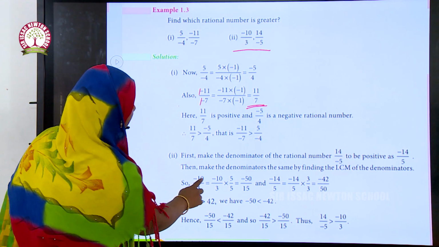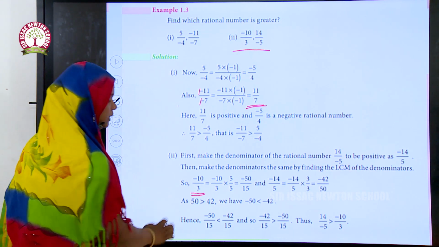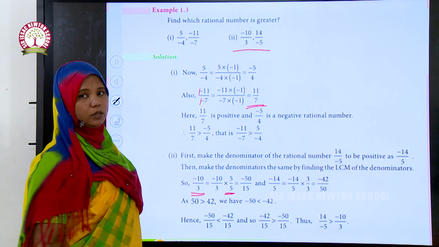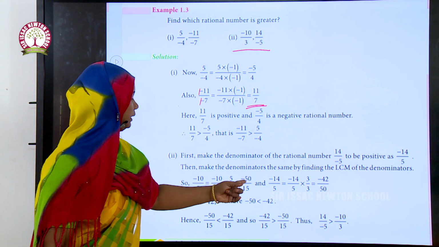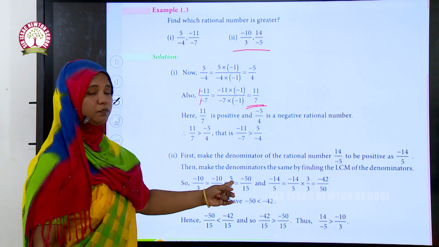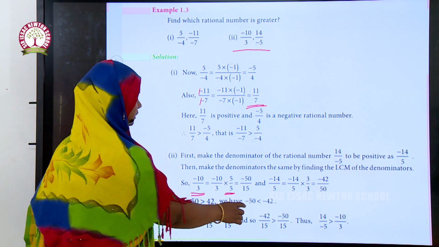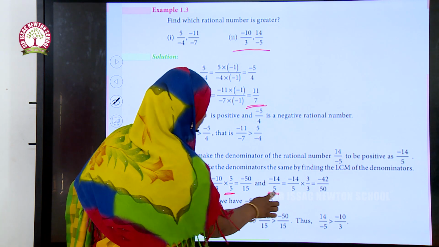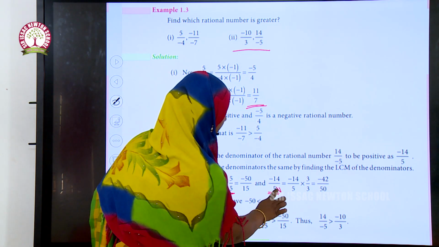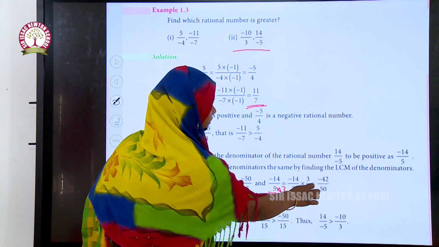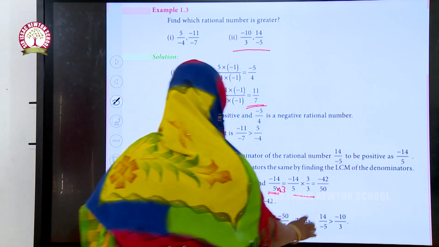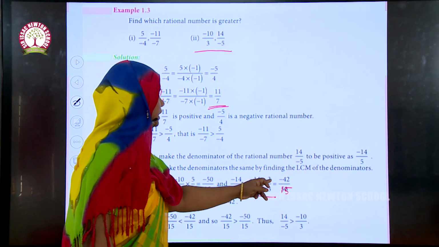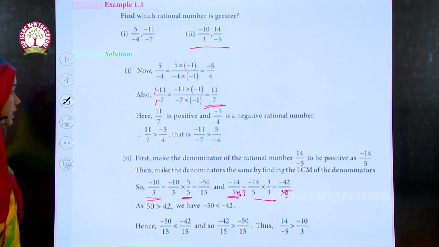Minus 10 by 3: make the denominator 15. So it is multiplied by 5, therefore the numerator also gets multiplied by 5. Minus 10 into 5 is minus 50, so minus 50 by 15. And the next number, minus 14 by 5: make the denominator 15, so multiply by 3. 5 into 3 is 15, and minus 14 into 3 is minus 42.